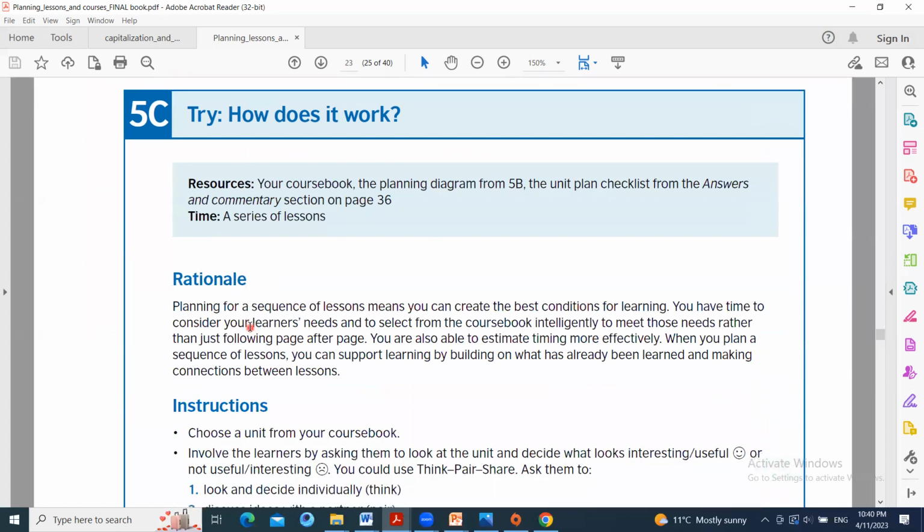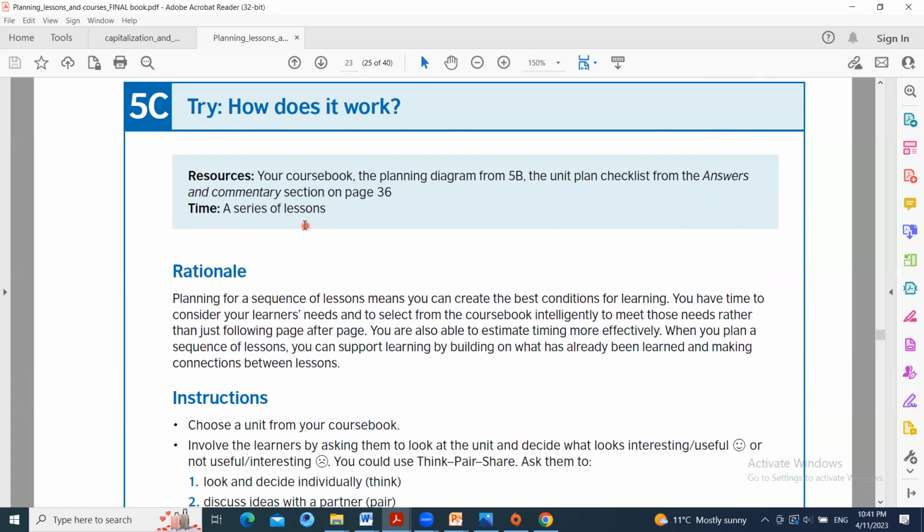Part C, try. How does it work? Your resources are your course book, the planning diagram from part B of this lesson, and the unit plan checklist from the answers and commentary section. We think of the time as a series of lessons.